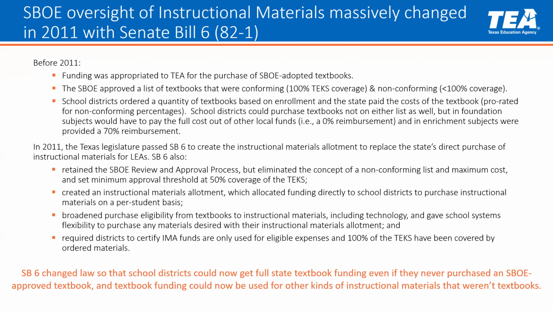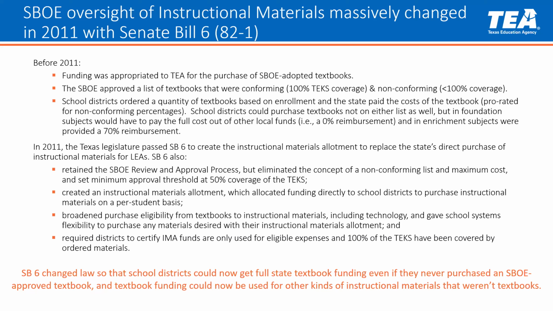Before 2011, in the state of Texas, funding was appropriated to the TEA to purchase state board adopted textbooks. Everyone could pick from that list, but only that list. In 2011, the Texas legislature passed Senate Bill 6, which created the instructional materials allotment, we hadn't added technology at that point, to replace the state's direct purchase of instructional materials for districts, and afforded districts the opportunity to purchase materials regardless of their approval by the State Board of Education. The State Board set up a review and approval process, but eliminated the concept of a non-conforming list of materials that districts could not buy.